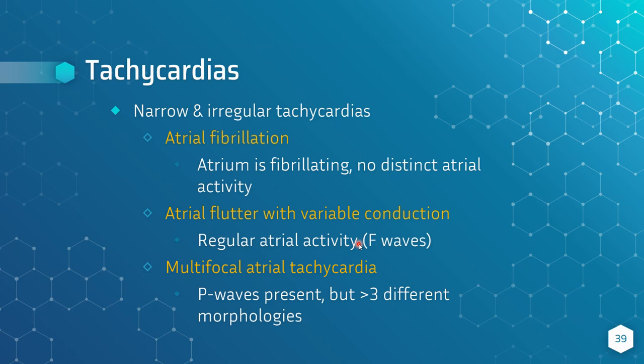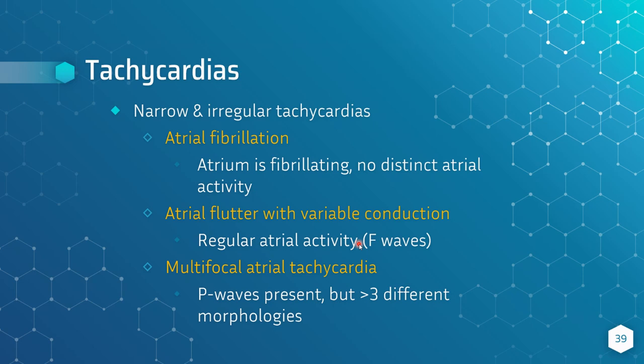And then going into now narrow and irregular. So now instead of looking at regular tachycardias, we're looking at irregular. There could be 3 things as well. So you have your atrial fibrillation, your A flutter with variable conduction, and then multifocal atrial tach. Now, remember, with atrial fibrillation, you can never have a regular AFib, and we'll talk about that on the next slide here.